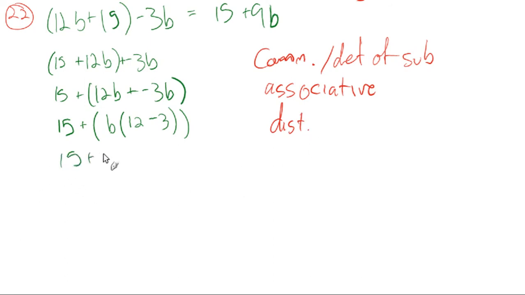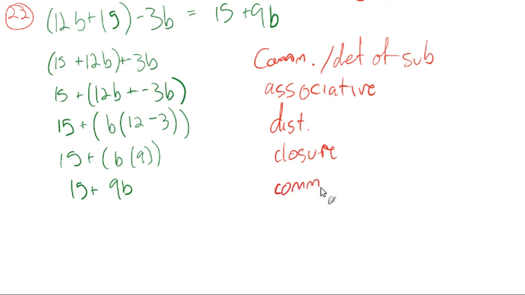And 15 plus now 12 minus 3, we just have addition and subtraction. We know these things. B times 9. All right. We could call that closure. When we add numbers together, which is what we're doing, 12 plus negative 3, then we get another number. We get one of those other real numbers. And this can be written as 15 plus 9b, because b times 9 is the same as 9 times b by the commutative property. Okay?